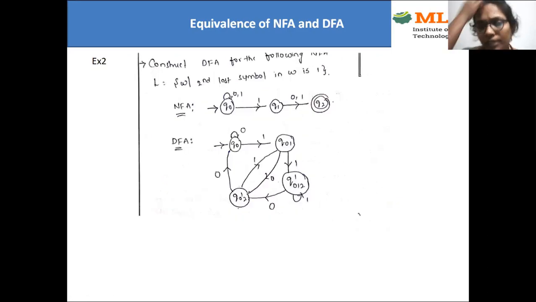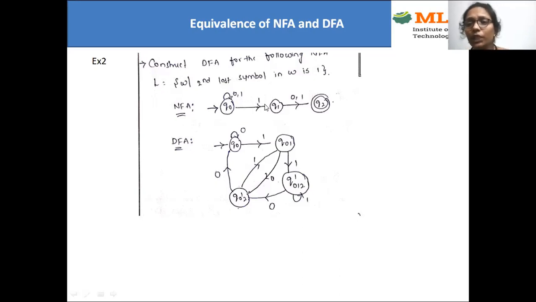So this is another problem, where he has given the NFA. This NFA is the set of strings where the second last symbol in W is 1. The last symbol may be 0 or 1, but the second last symbol must be 1 only. And before this, you can write any number of zeros or any number of ones. So this is the given NFA.